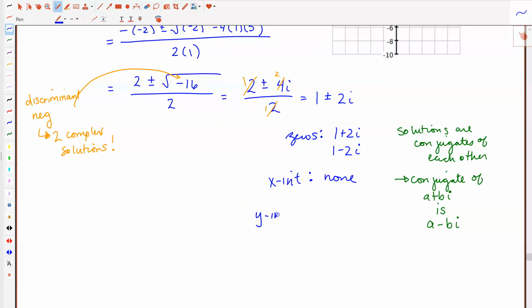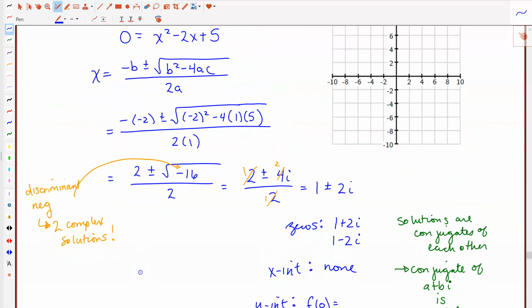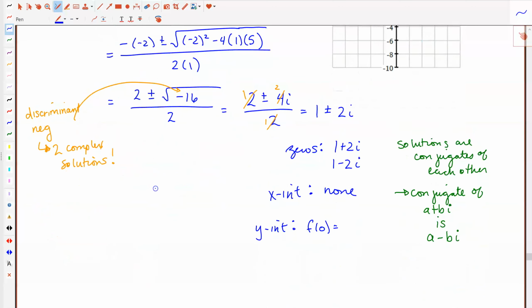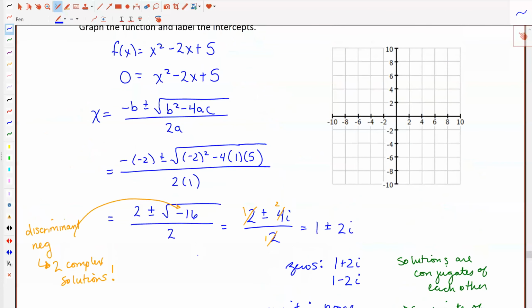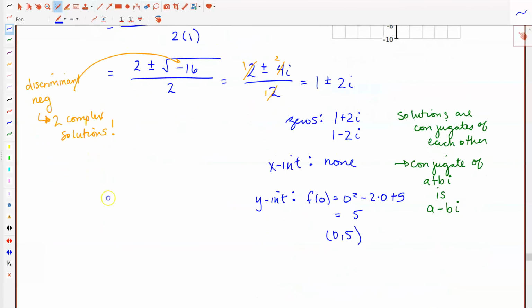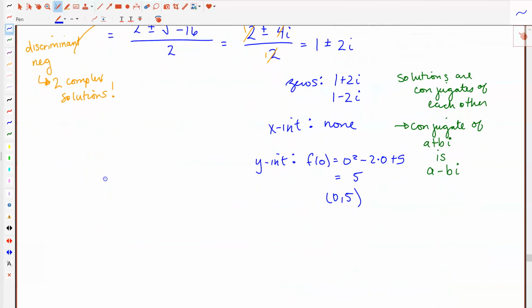Let's find the y-intercepts. Okay, so we'll find f of 0. So again, going back up here to my function, I'm going to get 0 squared minus 2 times 0 plus 5. Right, so then I get my y-intercept as the ordered pair 0, 5, so I can go ahead and plot that. Alright, so I only have 1 point here, so that's really not going to help me too much to graph this. So let's go ahead and get some more information to graph it.